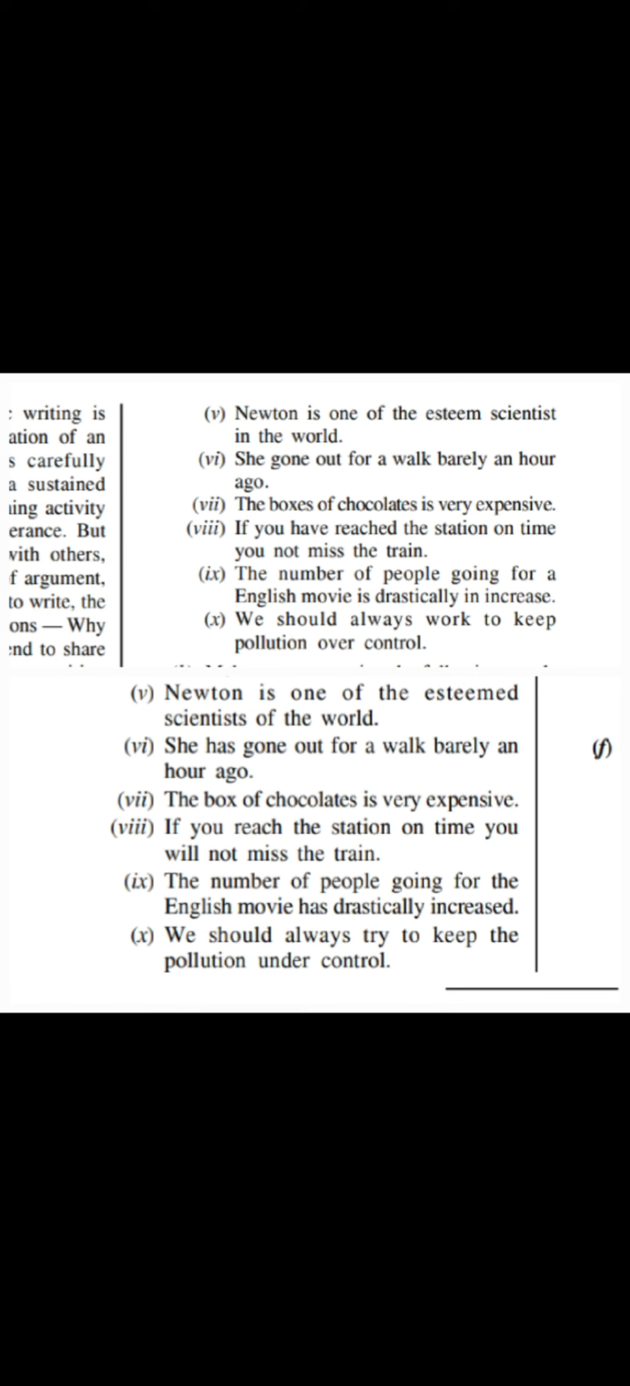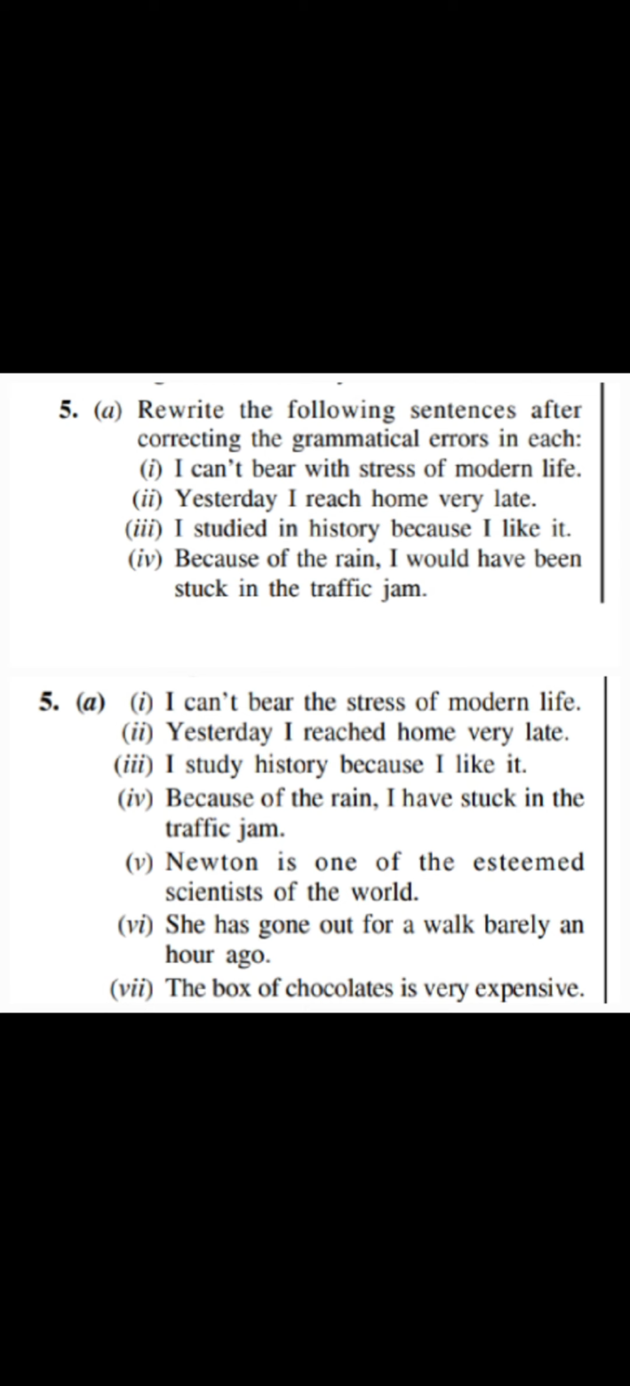All right, so the key learning here was that, from this Newton example, one of the, and then you have to replace scientist with scientists, you have to make it plural. And then is and are was another important learning. The box of chocolates is very expensive, vis-a-vis are very expensive. And then the, you have to please notice that in the ninth one, the number of people going for a English movie vis-a-vis the number of people going for the English movie. And again, is drastically increased is incorrect. You made it has.